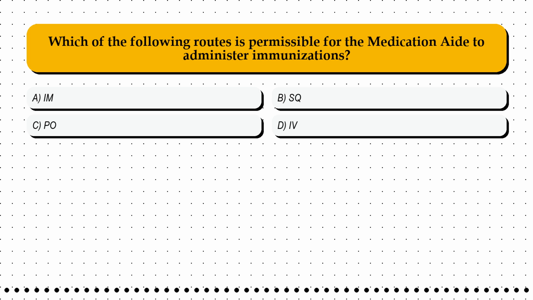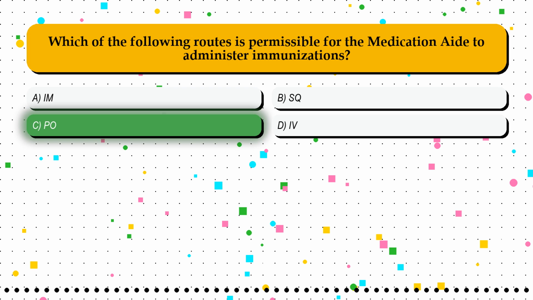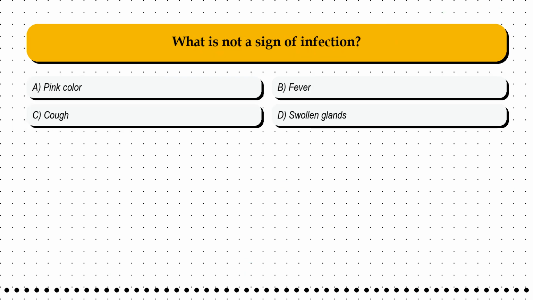Option A, IM. Option B, SQ. Option C, PO. Option D, A4. The correct answer is option C, PO. Question 130. What is not a sign of infection?